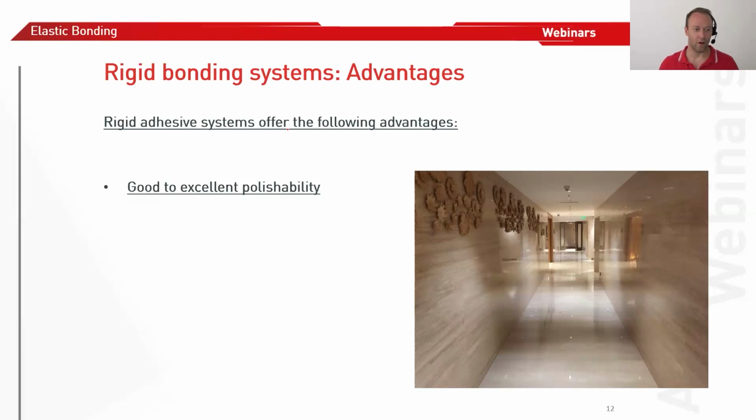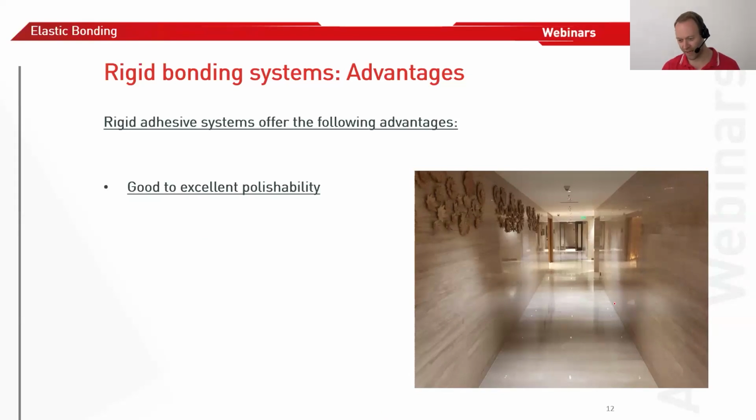So when I talk about rigid bonding systems, I mean our epoxy glues, adhesives like our AKEPUR range, AKEPUR 5010, or our polyester or epoxy acrylate like our Platinum or Colorbond range. These are very rigid, strong bonding solutions, and they have a lot of advantages. One of them is that they are very well polishable.